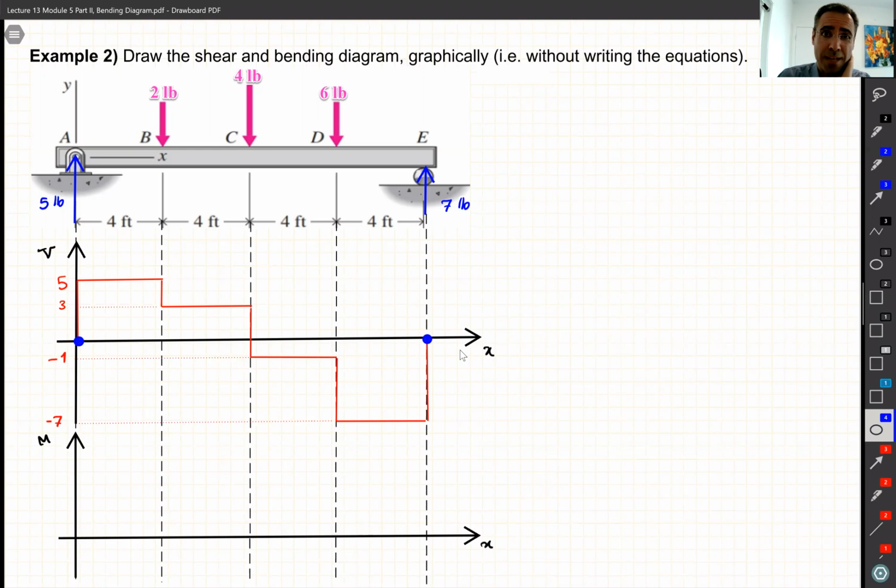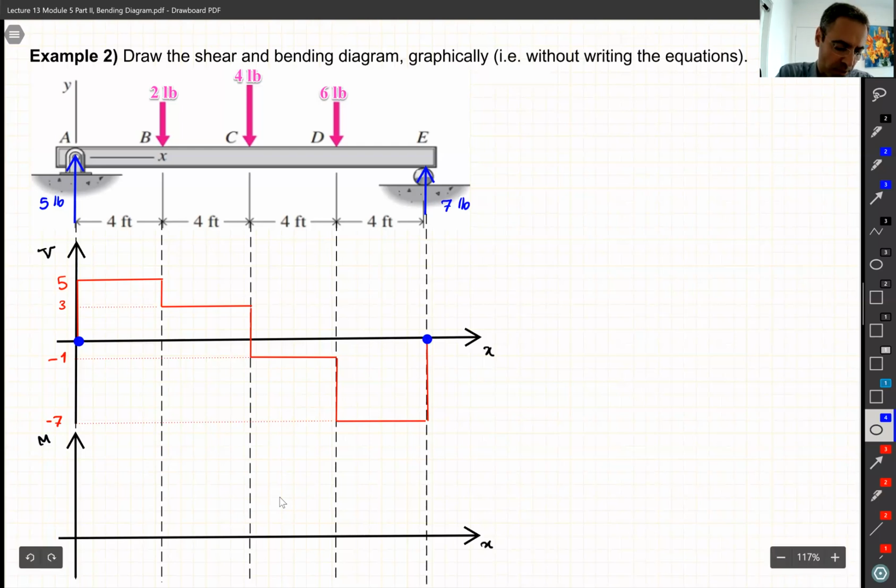Let's see if we can do that one for M. First of all, when V is constant, a horizontal line, it means M is a line, either with a positive slope or negative slope, right? Remember Thomas pointed out in the previous lecture, when we have a positive V, the slope of M must be positive, and when we have a negative V like this one, -1, the slope is negative. Let's see if it gives us those values. All we need to do is, at these boundaries, calculate the area, right?